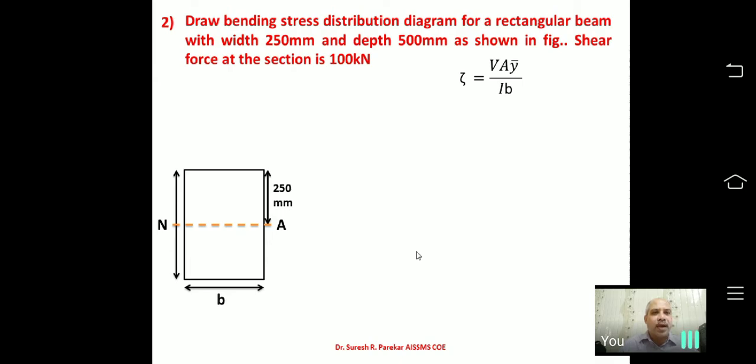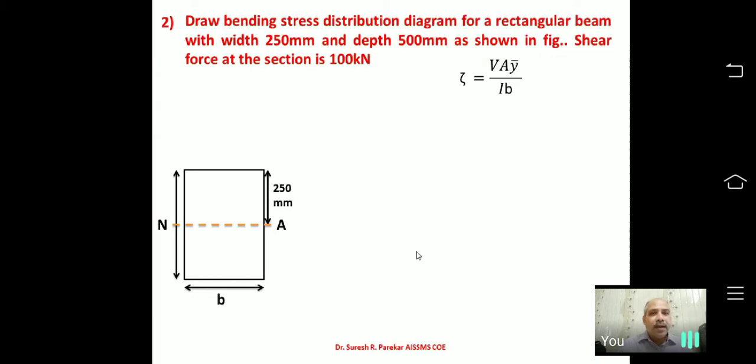Now we have to use the formula tau is equal to V A y bar upon I B. Our width is constant everywhere. So when my width is constant in every section or every layer, then I have to find the shear stress at the top, the shear stress at the bottom, and the shear stress at the neutral axis. We know the shear stress at the top is 0, and at the bottom is 0. So we have to find it only at the neutral axis. So we have to find A y bar.